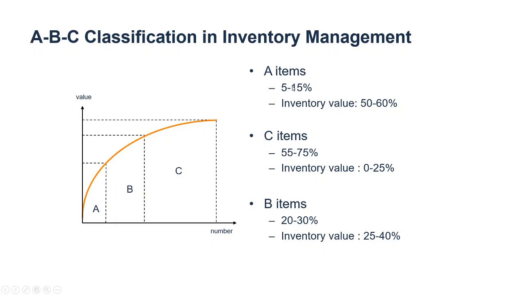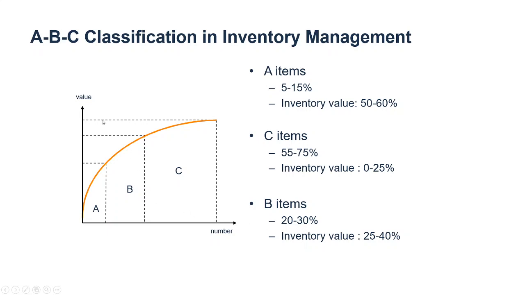We can have 5 to 15% of our items that, in terms of their value, represent 50 to 60%. At the other end, as I said, I have C items, which account for most of the room, as they would have pretty much the same size as our warehouse. In number, they are somewhere between 55 and 75%, but they only represent up to a quarter of the total value. And somewhere in between, we have the items that are not that low value, but they do not represent either a large amount or a small one.